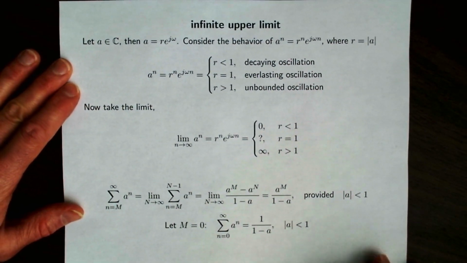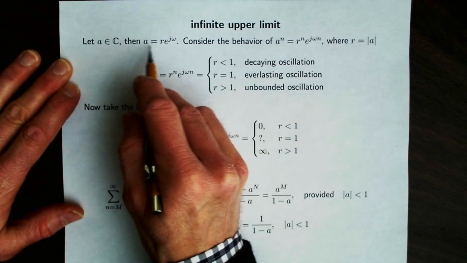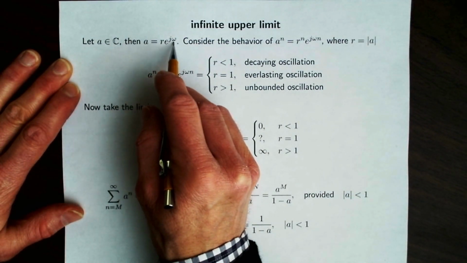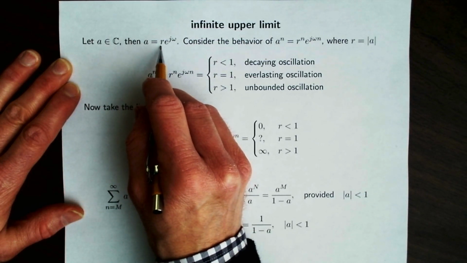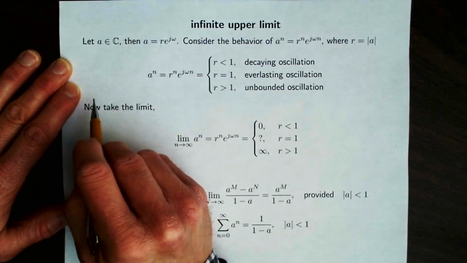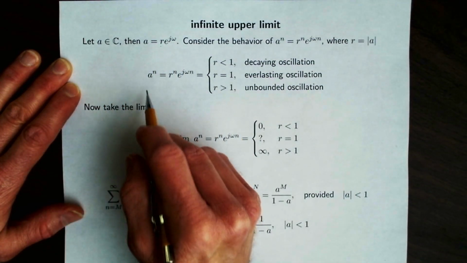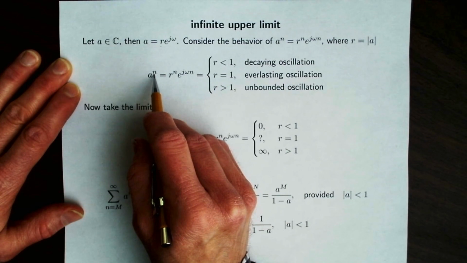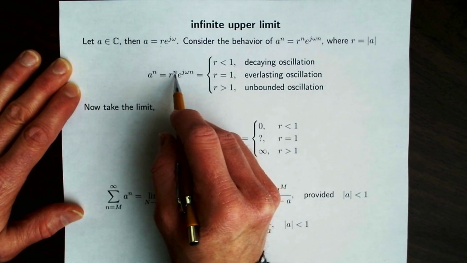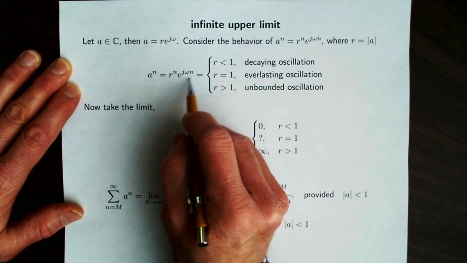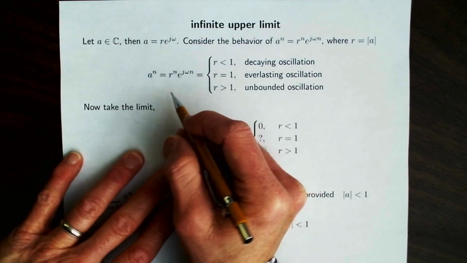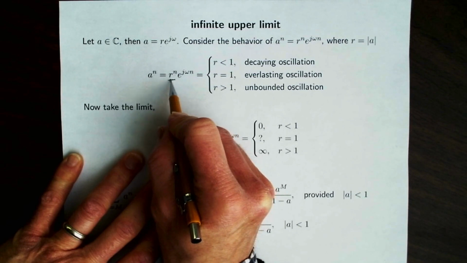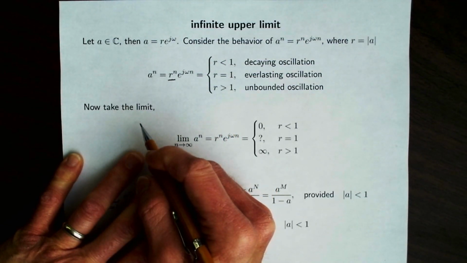So it helps if we write A in terms of its polar parameterization. So we'll write it in terms of a magnitude, a real positive number, r, and its angle, omega. And then if we raise that complex number to the n, we get the magnitude raised to the n, and then we have this exponential function or sequence here, which is oscillating. But r to the n describes the envelope of that oscillation.